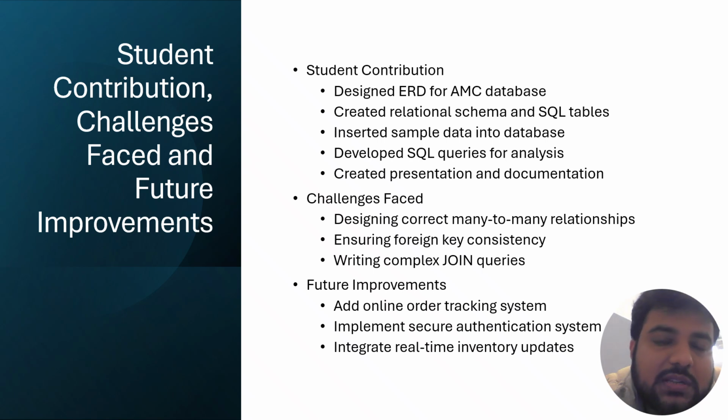At first, it was confusing because directly connecting two tables creates redundancy and data inconsistency. But after understanding the concept properly, we solved it using bridge tables like product, supplier, and order details. This helped us to maintain proper relationships and avoid duplication.